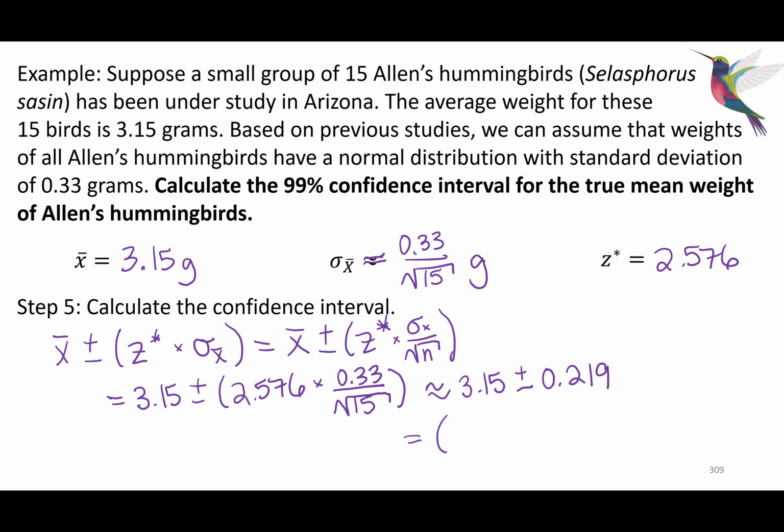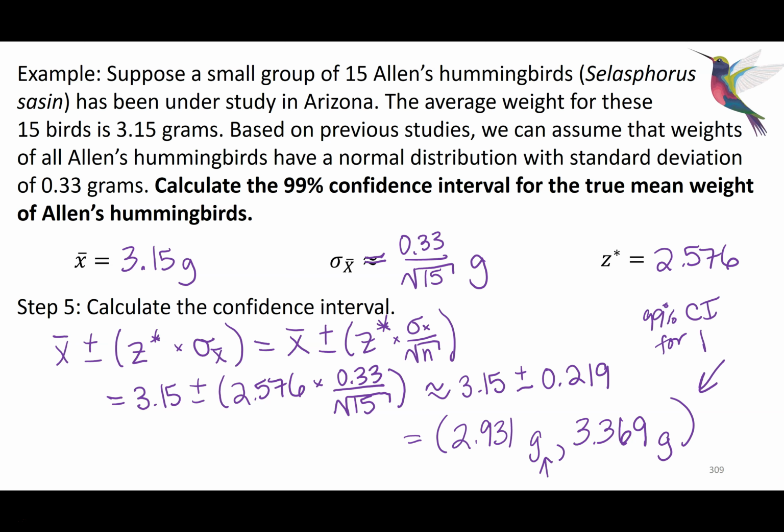So from 2.931 grams, it is important to still include my units, to 3.369 grams. So this is going to be my 99% confidence interval for mu of x, which is the mean weight of all Allen's hummingbirds.